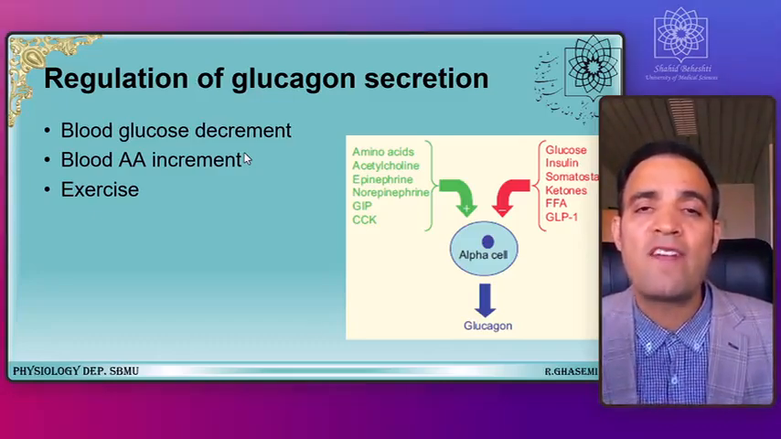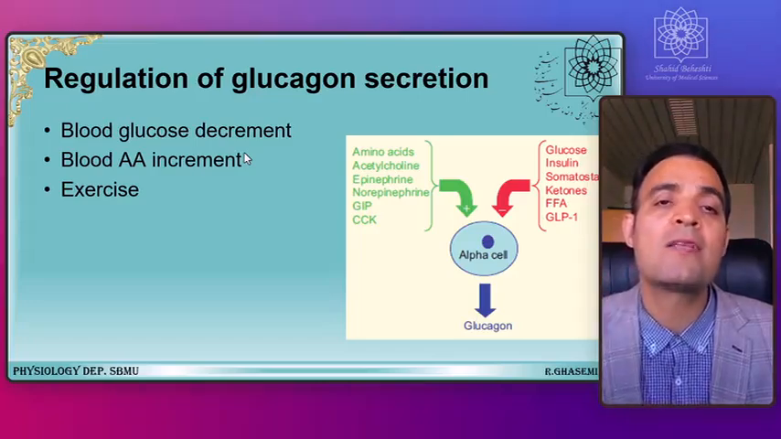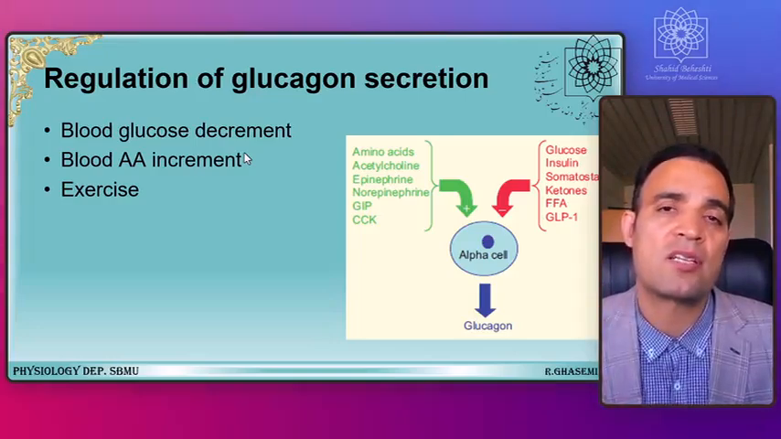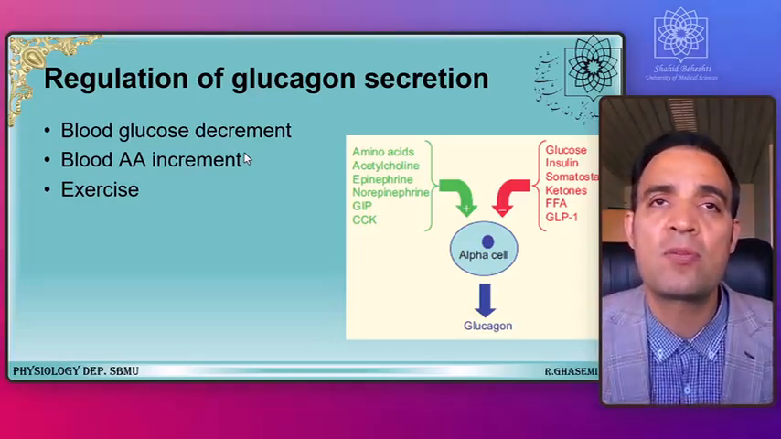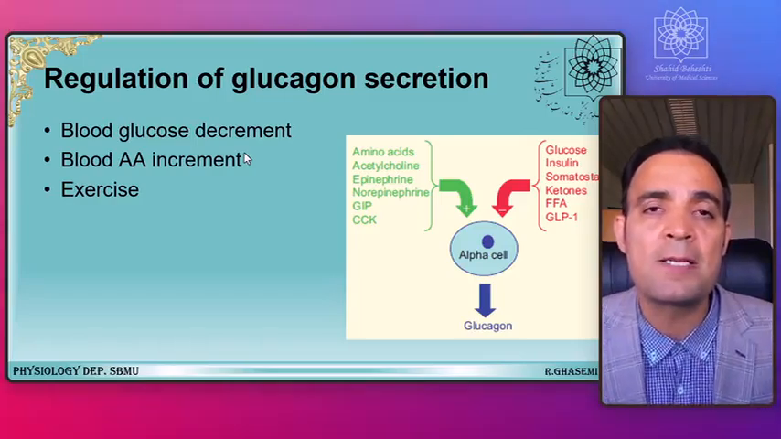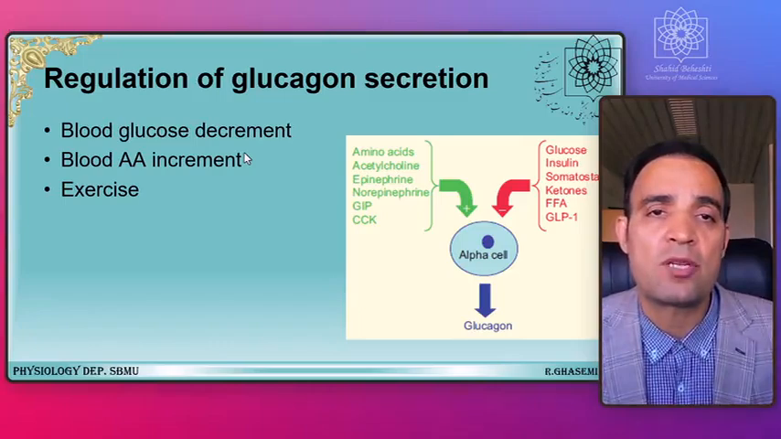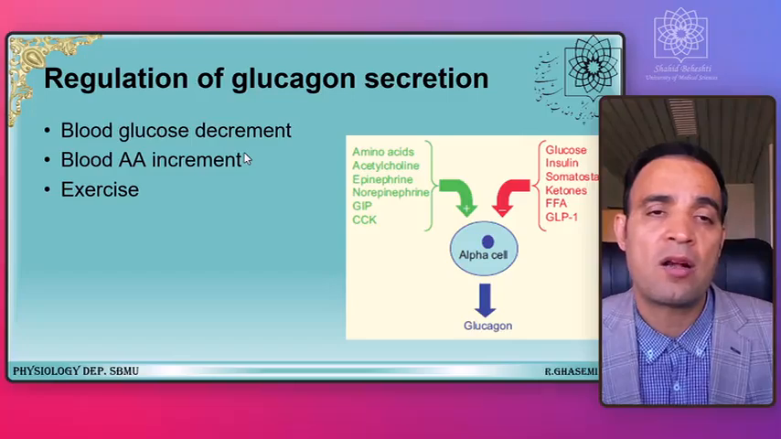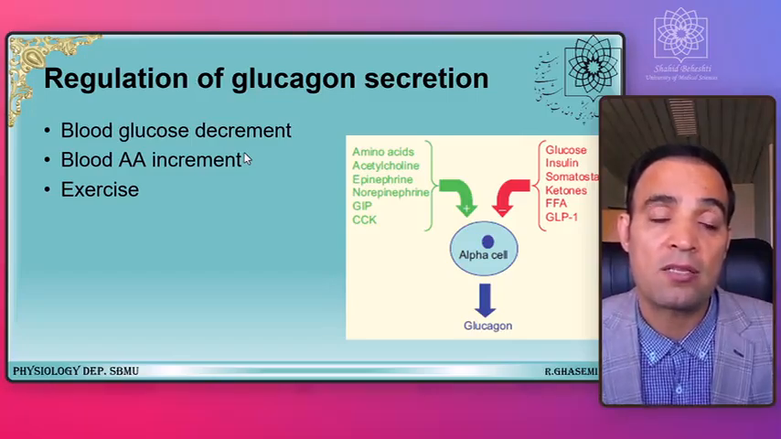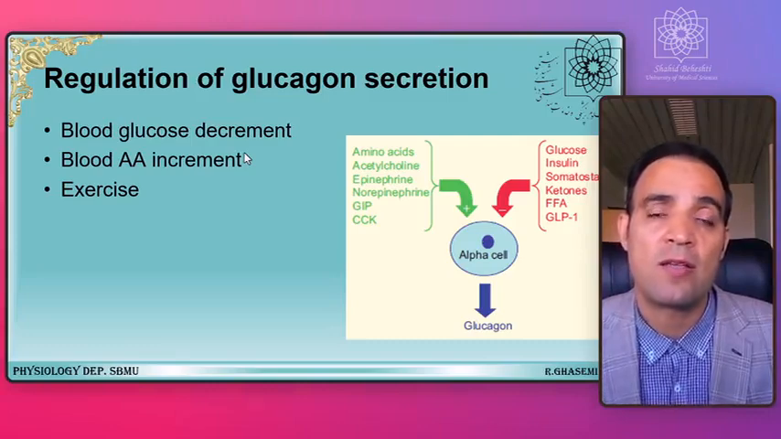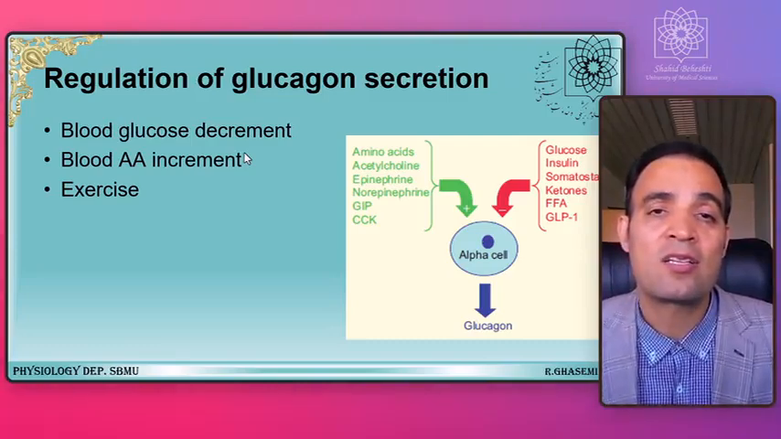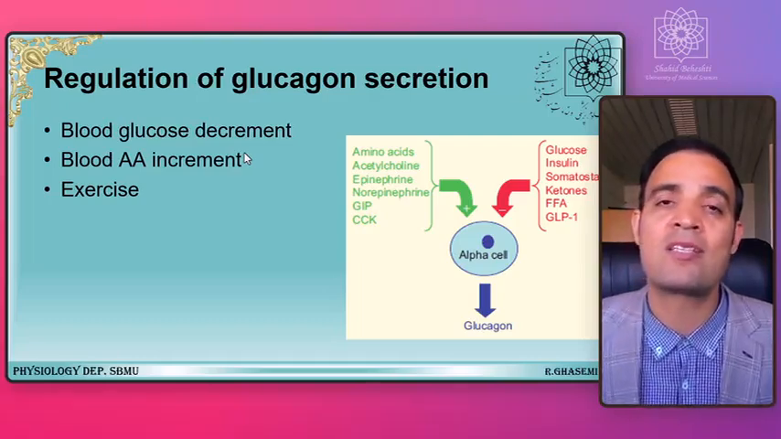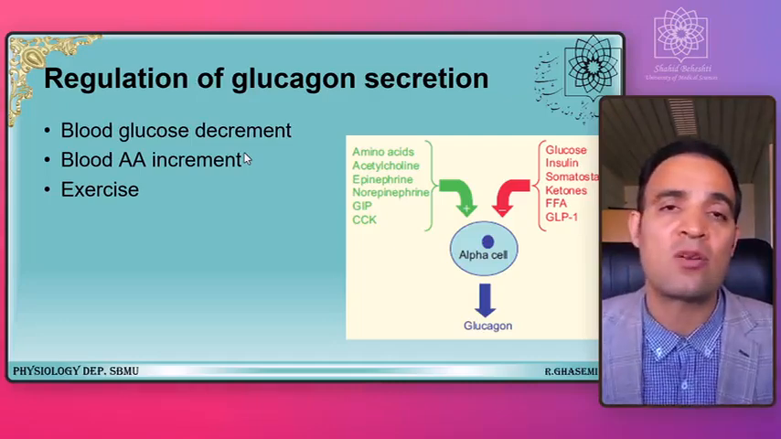The most important factor that stimulates glucagon secretion is the lowering of glucose concentration in the blood. Every time that glucose concentration in the blood is decreasing, glucagon will be stimulated. On the other hand, an increase in blood amino acids will also stimulate it. One factor that stimulates glucagon secretion is exercise. Do you know why? Because exercise stimulates the uptake of glucose, therefore decreasing the glucose concentration.